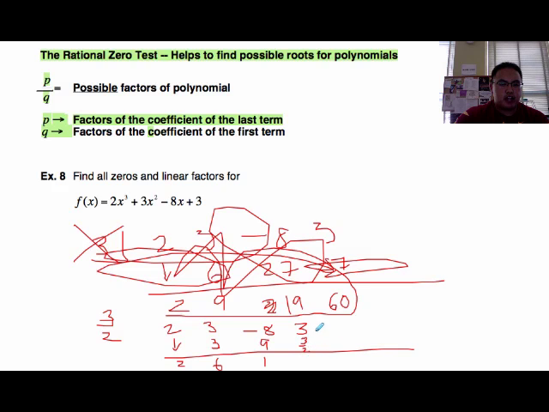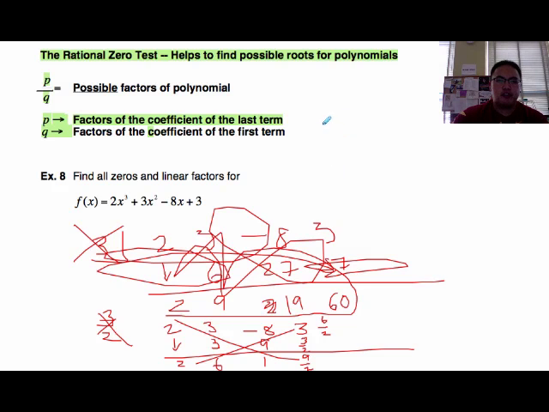Some of you don't know how to add fractions. Some of you may not know 3 plus 3 over 2. So remember, 3 is the same thing as 6 over 2. So instead of saying 3 plus 3 over 2, it's the same thing as 6 over 2 plus 3 over 2, which is 9 over 2. Since this is not 0, that means 3 over 2 is also not a 0 and not a linear factor.